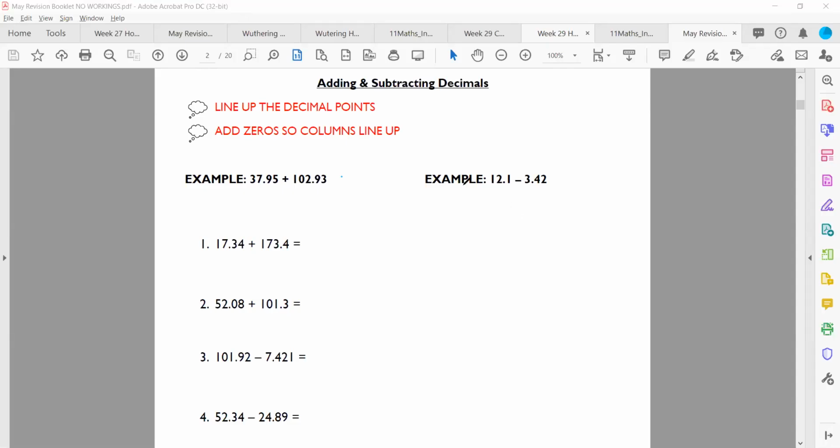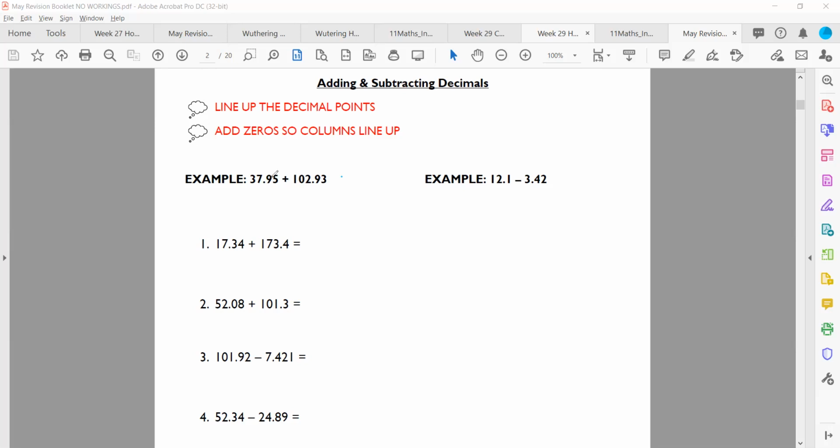So we're going to look at the rules and methods for adding and subtracting decimals. The first key rule is remember to line up the decimal points, and you can add zeros so that the columns line up, and that's certainly necessary when it comes to subtracting decimals. So let's have a look at the first example.